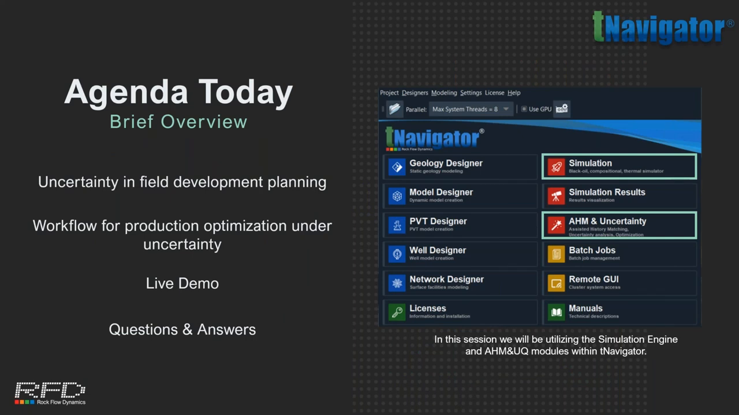A little bit of agenda today. The talk will be mostly concentrated on assisted history matching and the uncertainty module in tNavigator. We will cover some topics about uncertainty in field development planning in general, why it is important and why it needs to be considered. Then we consider a workflow for production optimization under uncertainty that has recently been developed in tNavigator and made available in pretty much automatic mode, which is quite unique for this type of software. After the presentation, we'll have a short live demo where I will guide you through the key points of the workflow and show how it works in the software. At the end, we'll have some questions and answers. We'll try to take as many as we can, but if we run out of time, we'll come back with a follow-up, as John has already mentioned.